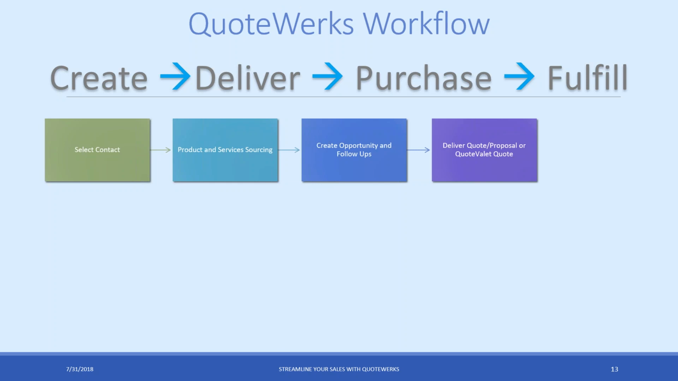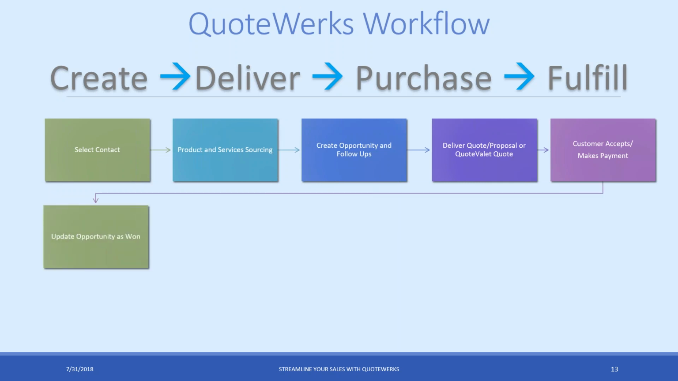We will then move to delivering the document to the customer. The customer can then electronically accept and even make payment on the document. And we'll then update that opportunity as won. On the other side, if the customer decides not to move forward with it, we can also update it as lost or closed, essentially that they're not going to move forward with it.